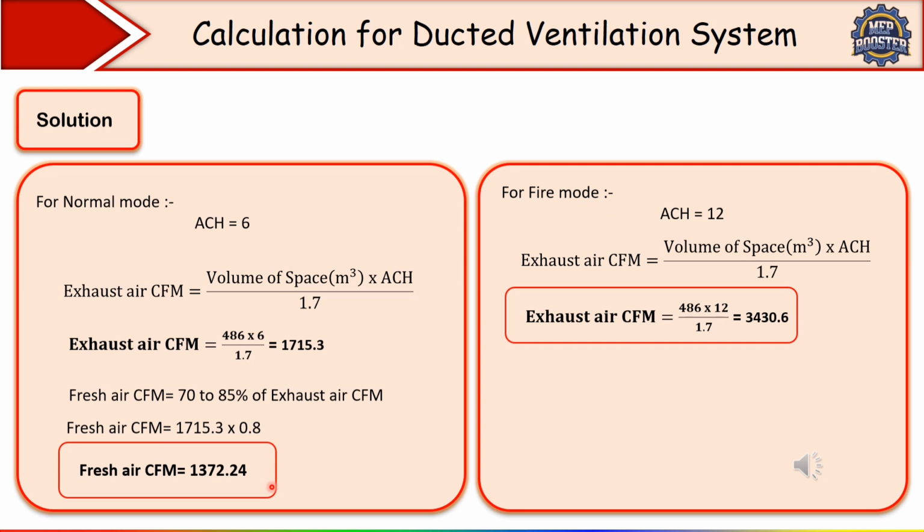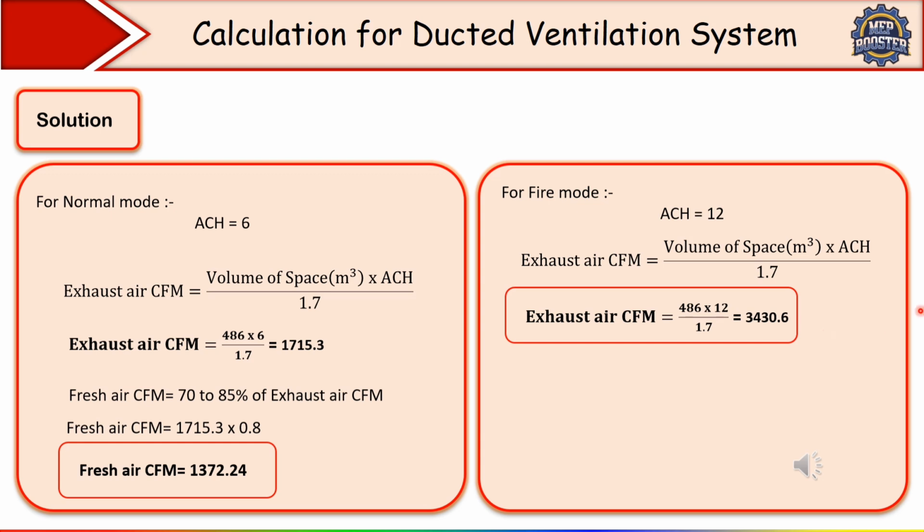And remember one point, everyone: while doing the duct size, duct size totally depends on fire mode. If you are doing the exhaust air duct size, we have to take the exhaust air CFM Q value that much. Always we have to do the duct size for fire mode only. So if you are doing the exhaust air duct size, we take the Q value, the exhaust air flow rate, as 3430.6.